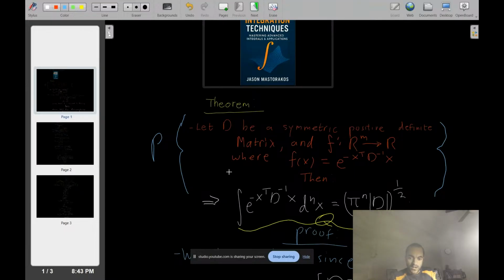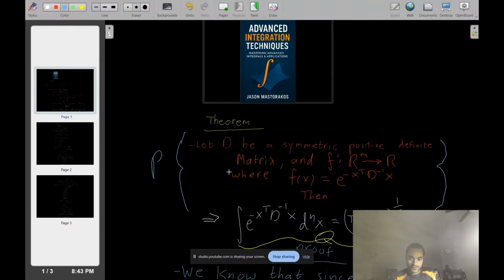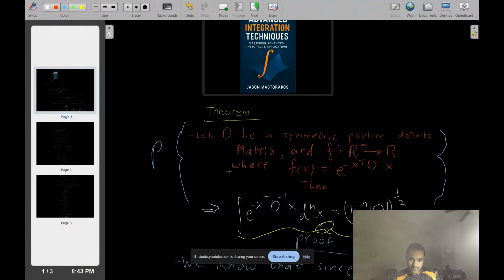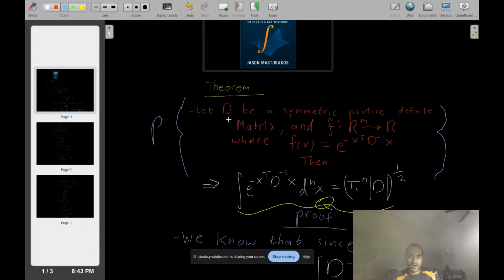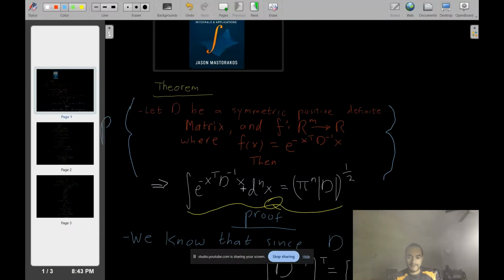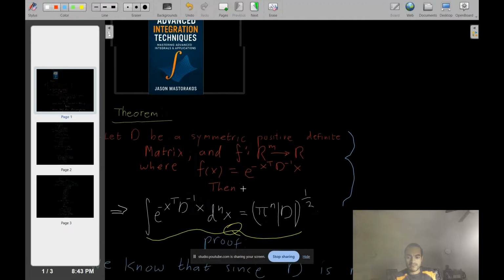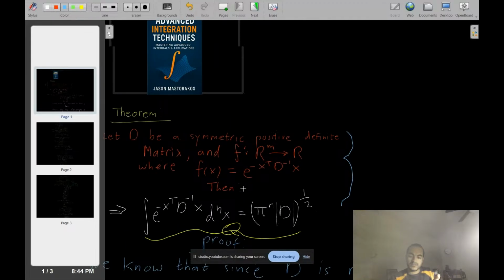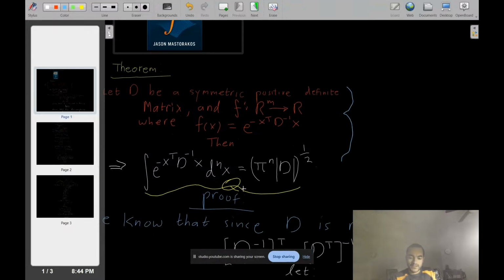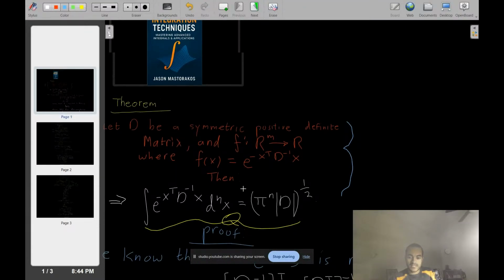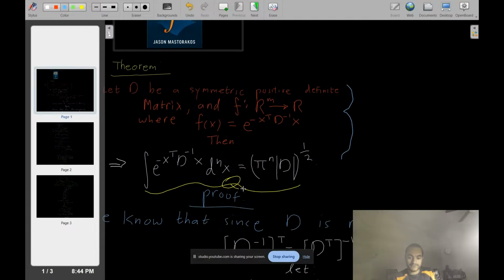So I will give you a hint on how to start this off, and then I want any input from the chat, if possible. For the proof, since D, which I've already defined in the theorem, is a symmetric positive definite matrix, D has to be real and symmetric, because the statement says it's symmetric. So we have to go by the statement: D is real and symmetric.